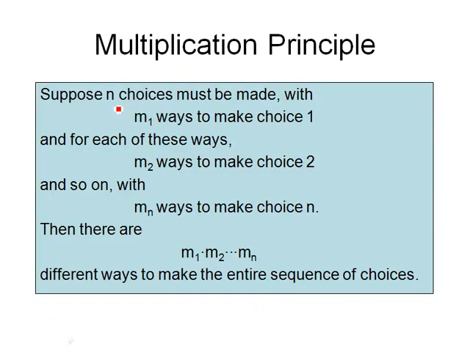Suppose that n choices must be made, with m1 ways to make choice 1, and for each of these ways, m2 choices to make choice 2, and so on with m sub n ways to make choice n. Then there are m1 times m2 all the way up to mn different ways to make the entire sequence of choices. So essentially our numbers of choices multiply together. So when people ask us how many ways there are to order something or how many ways there are to do something, we have to break it down into a series of choices.